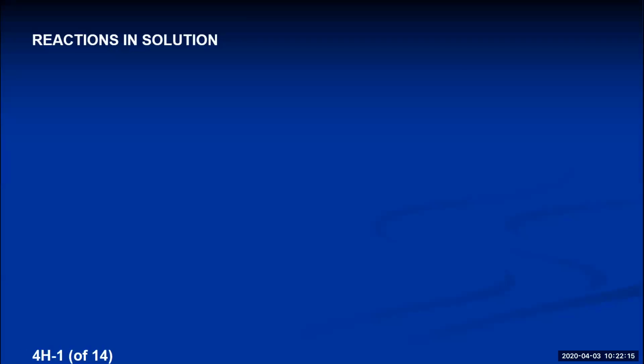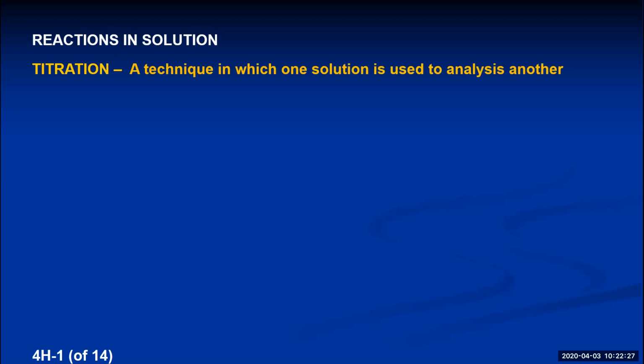This is lecture 4H, and today we're going to talk about reactions in solutions. If you want to cause a chemical reaction to occur between two solutes that are dissolved in different solutions, one technique we use is called a titration, in which one solution is used to analyze another. Titrations are exemplified by two particular types of equipment.